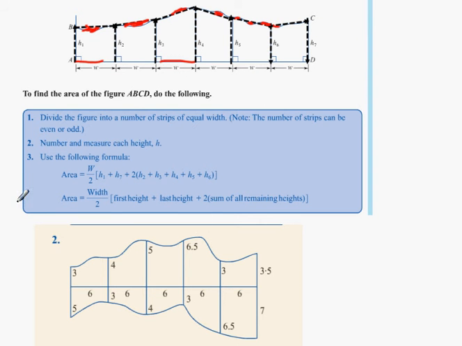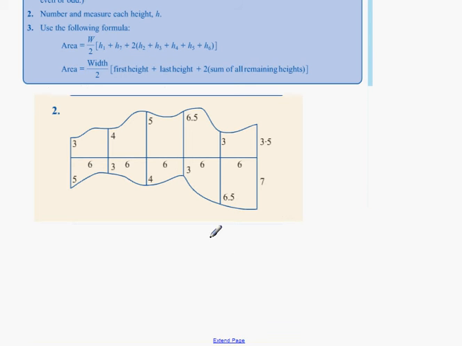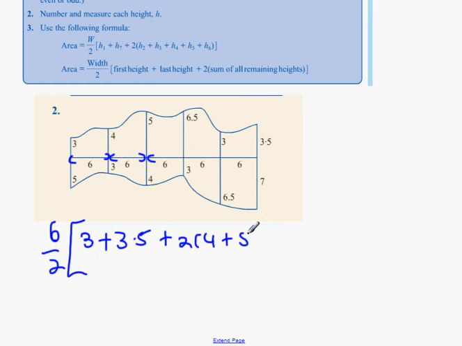So in order to do this, we use this rule here. Now you can also combine them. I can do the two of these separately, or I can do them combined. I'm going to show you both ways, okay? So that proves that they're the same thing. So your width between every interval is worth what? 6. 6 over 2 multiplied by your first, which is 3, your last 3.5, plus 2 times your remaining: 4 plus 5 plus 6.5 plus 3.